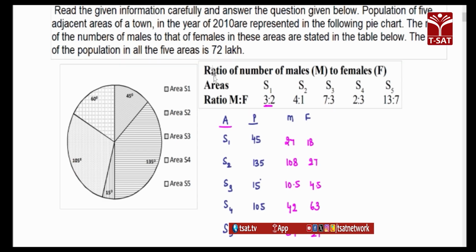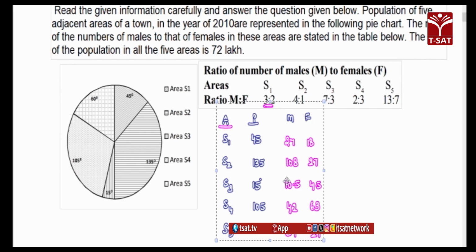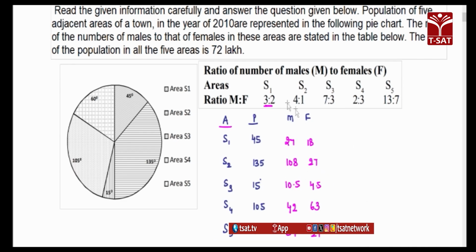Now we got this table. So we don't need the data anymore because we have the table here. So we'll take the table for the following questions. All you just need to remember is the population of the 5 areas is 72 lakh. Now look at the question.